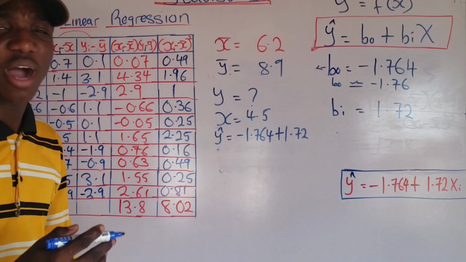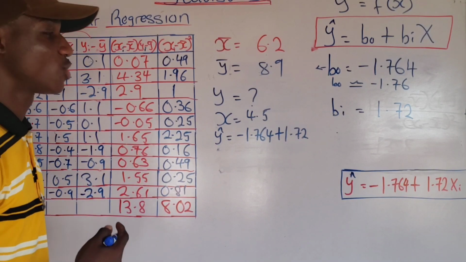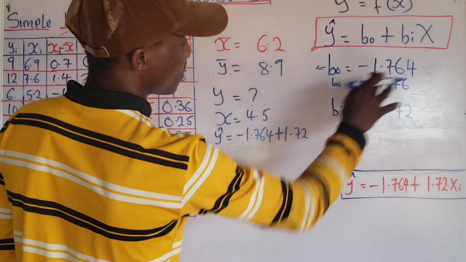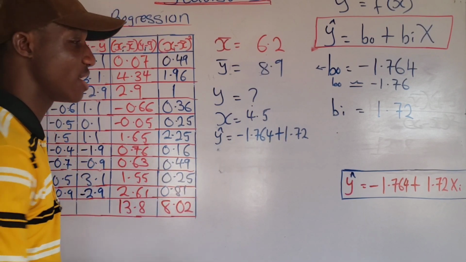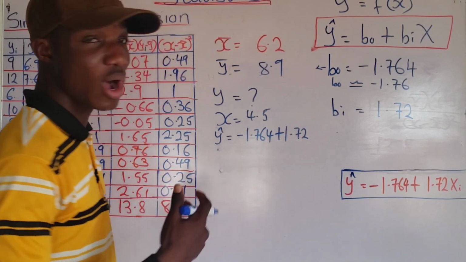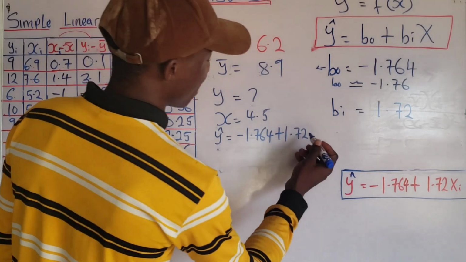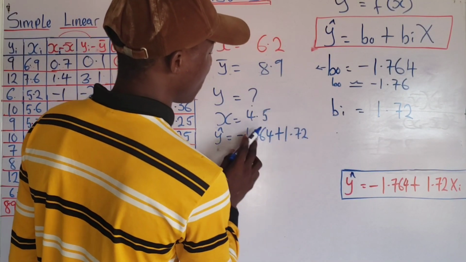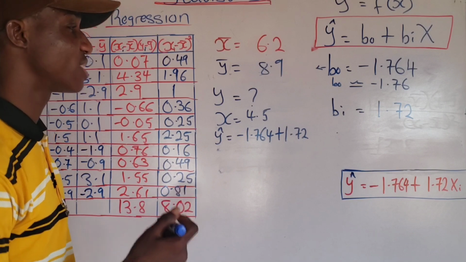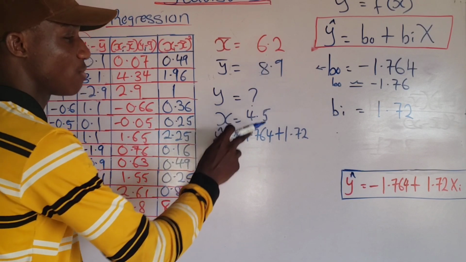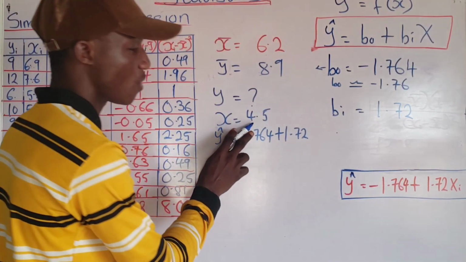I don't want to use the approximated value, you understand? So I make use of all the values that we have as our B naught, which is the intercept. That is negative 1.764, okay? Negative 1.764 plus 1.72 multiplied by x. Now, the value of x we replace with 4.5, because we are asked to get the value of y when x is 4.5. So instead of x, I'm going to replace it as 4.5, okay?